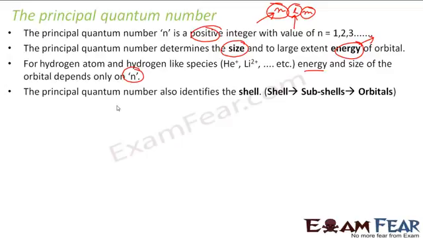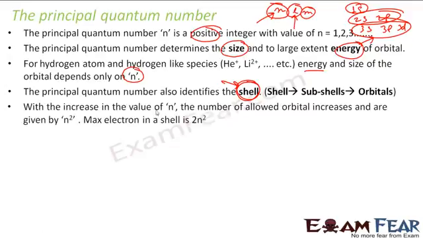The principal quantum number also identifies the shell. As I told, the shell is given by the principal quantum number. When I say 1s, 2s, 2p, 3s, 3p, these numbers give the principal quantum number, the shell. You will see in the next slide that the shell is further broken into subshells, and then subshells are broken into orbitals. But it is the principal quantum number which identifies the shell, whether shell 1, shell 2 or shell 3.